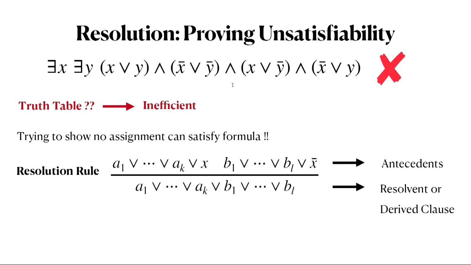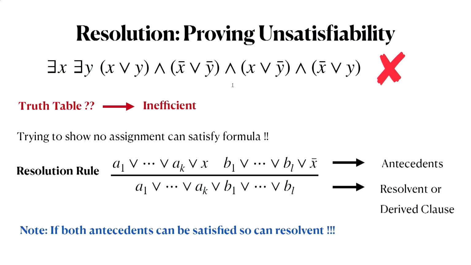What I can do is resolve them to get all the a's and all the b's and throw away x and x bar, and I can add this new derived clause to my formula in a manner that if my original formula was satisfiable, adding this resolved or derived clause to my formula is still satisfiable. Why is that so?